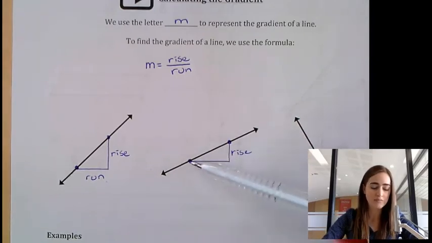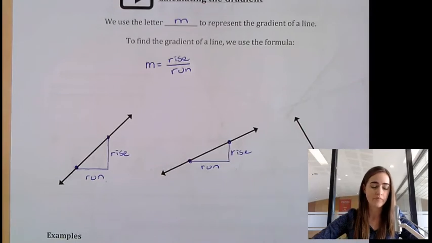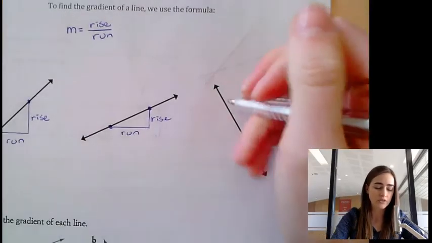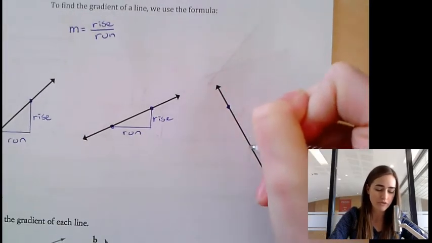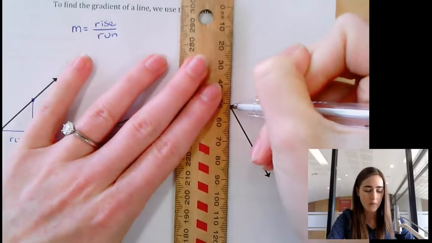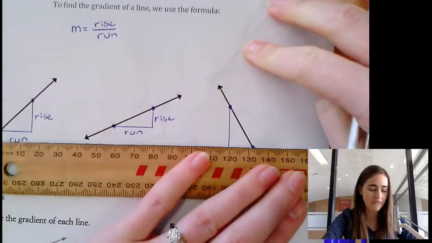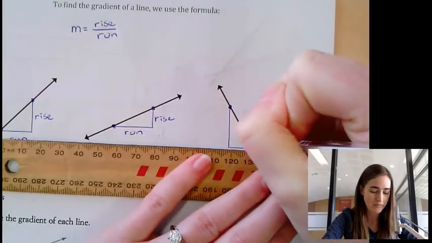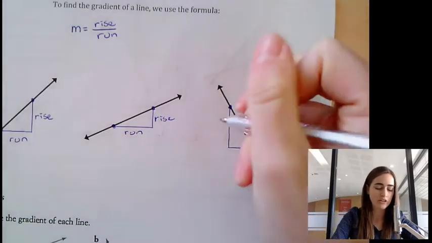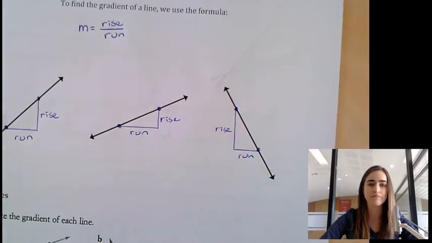So because it hasn't moved up as much as it's moved across, that means that our gradient is going to be smaller. And our last one here, we do the same thing. We have 2 points on there. I'm going to draw a right-angled triangle, but we can see from the direction that the line's going that this is going to have a negative gradient this time. So we'd put a negative in front of it, and then we'd have still that rise over run.